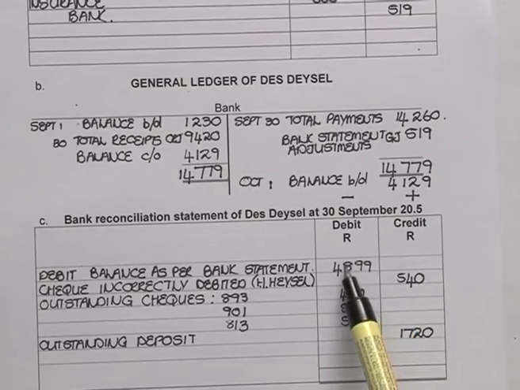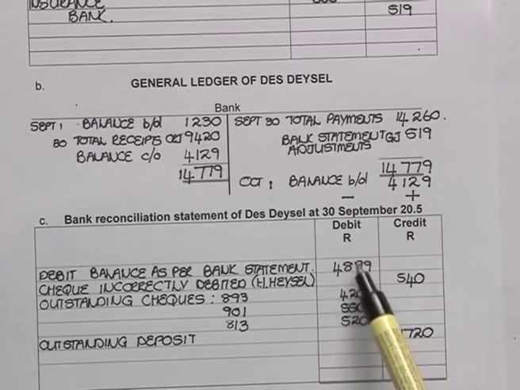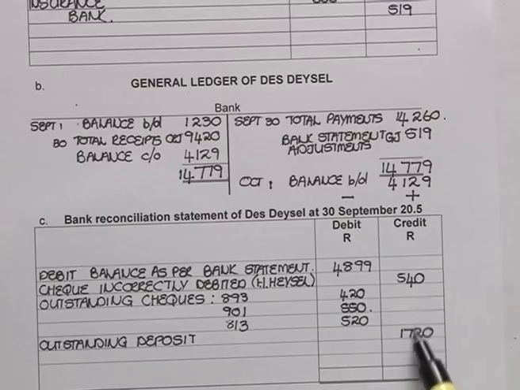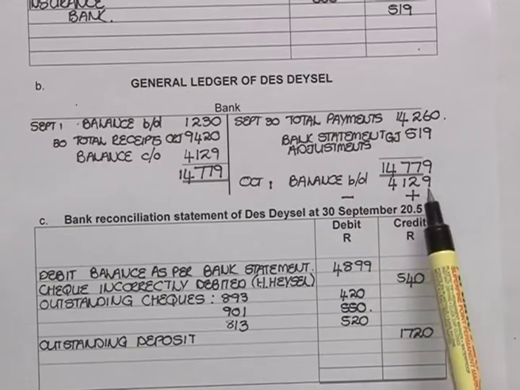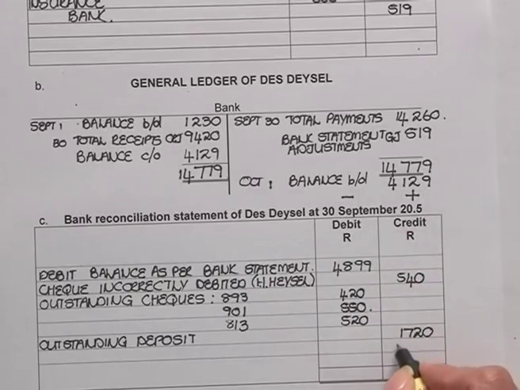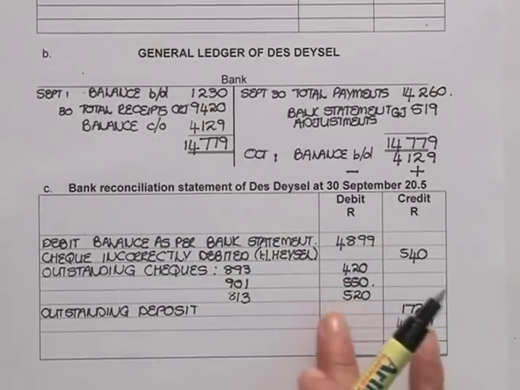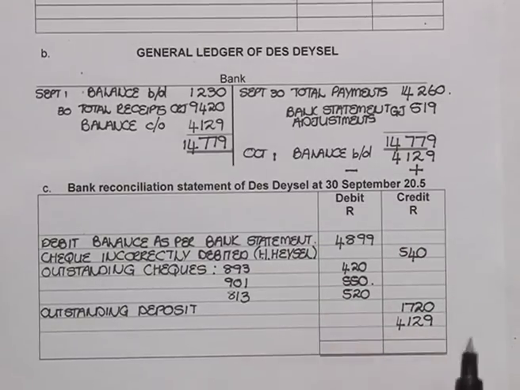4,899, and if the bank adjusts this balance, which is not in agreement with my records, if they make an adjustment, like we list them here, of 540, the 420, the 550, 520, and 1720, you will see that at this point after the adjustments, we're going to end up in the bank reconciliation with a debit of 4,129. But if I bring down this credit of 4,129 from the bank account, I will see in my bank reconciliation statement that the reconciliation process was successful.